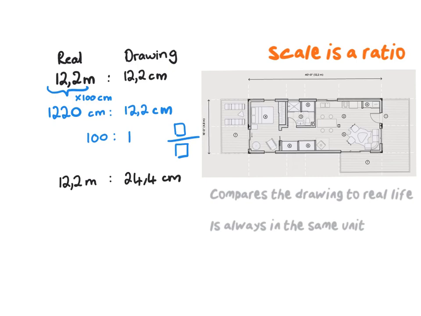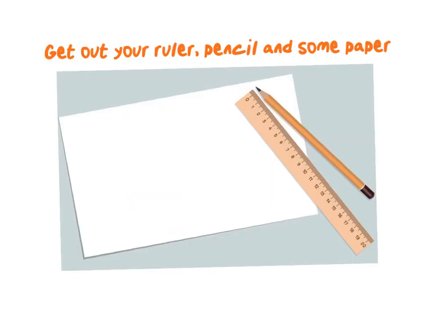24.4 centimeters. So once again, let's convert the real life measurement to centimeters as well. And you now have 24.4 centimeters. Once again, use that fraction button on your calculator to see how you can simplify this. And you will get a simplified answer of 1 to 50. So your drawing will be 50 times smaller than the real life length of this house. And you can go through the same process for the width of the house.